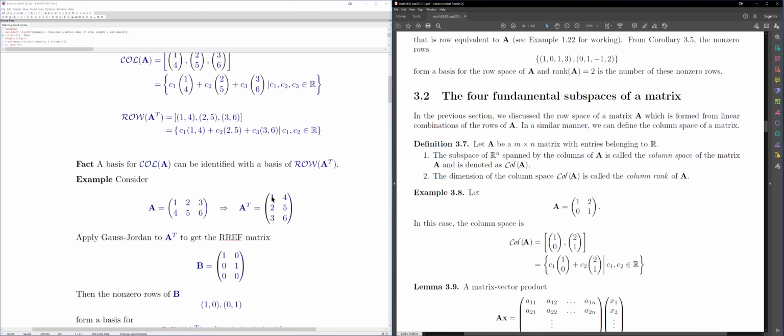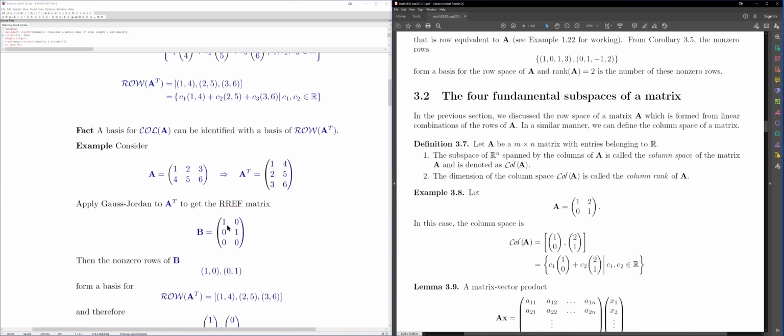What you do is apply Gauss Jordan to this matrix here, the A transpose. When you apply Gauss Jordan to this matrix with 3 rows and 2 columns, what you're going to get is this, which would be your RREF. Then the non-zero rows of this RREF, which are 1, 0 and 0, 1, would form a basis for the row space of A transpose. So all of this part over here, we know how to do already. We saw examples of that already.